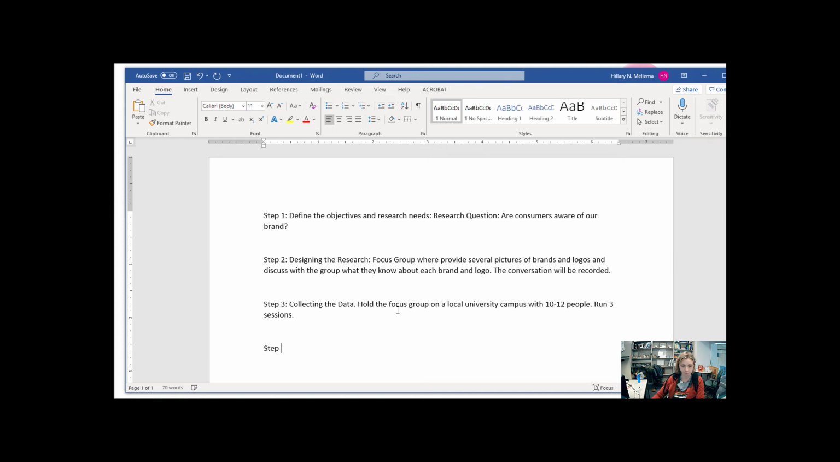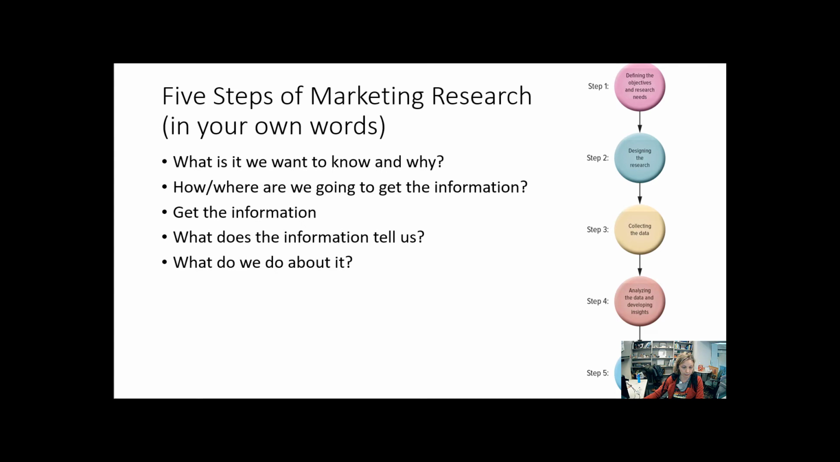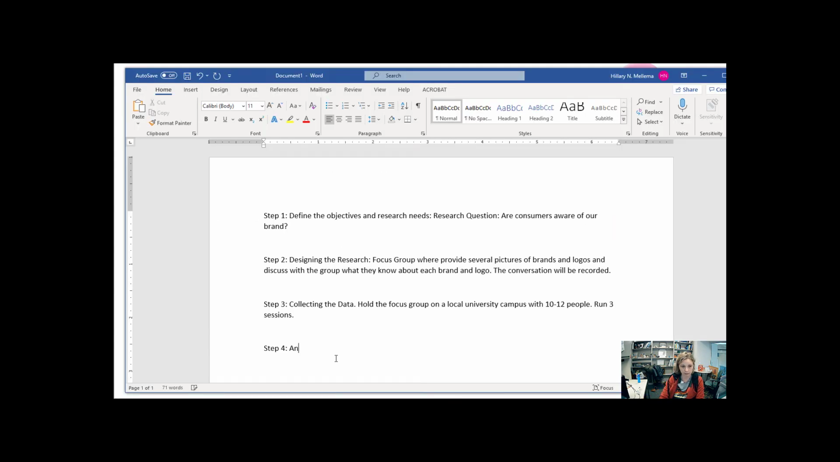Step 4. Analyzing the data and developing insights. I'm not going to expect a whole lot here because unless you're in a marketing research class, you're not really going to know how to answer this. So I'm going to do some qualitative data analysis.